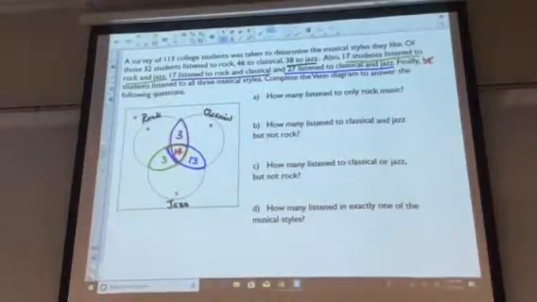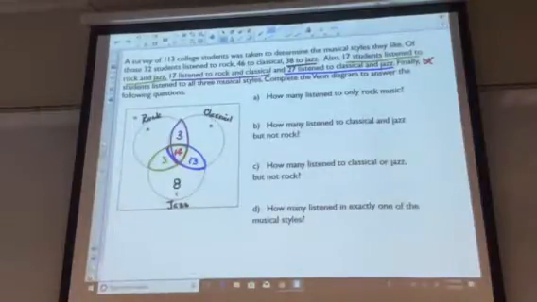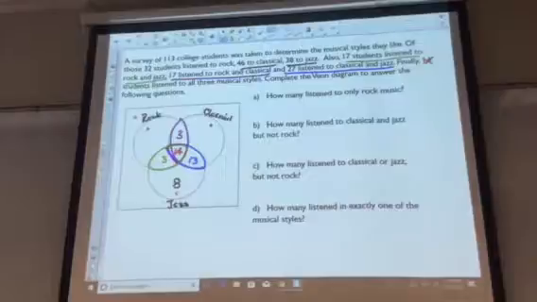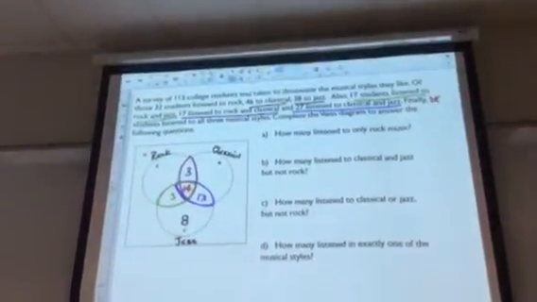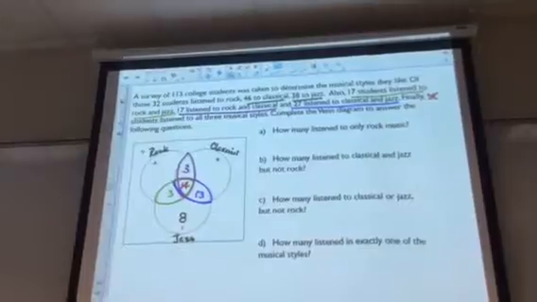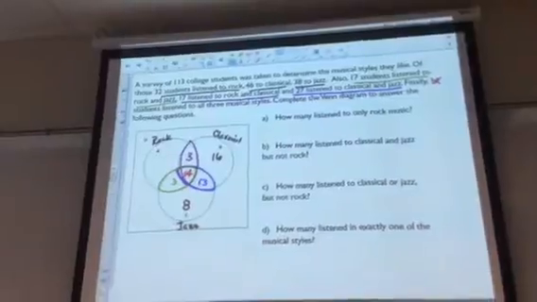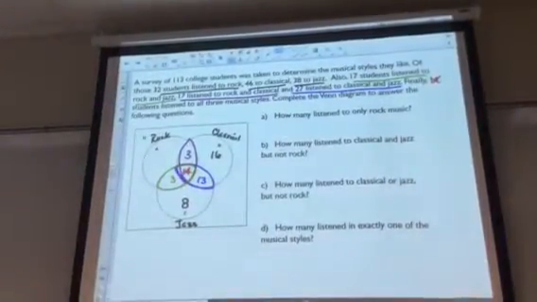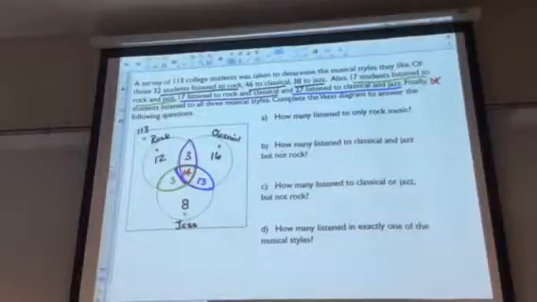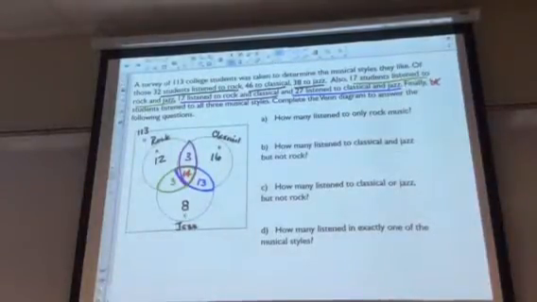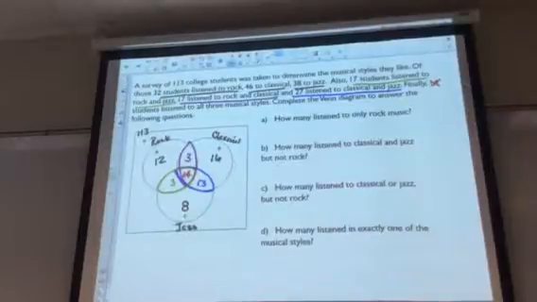Jazz had 38. How many have we accounted for so far? 30. Leaving. 46 in classical. How many have we accounted for so far? Leaving. 32 in rock. How many have we accounted for? Leaving. What haven't we accounted for? Outside. So do we have all the parts except one? So we had all the parts we have and taken away from the total.